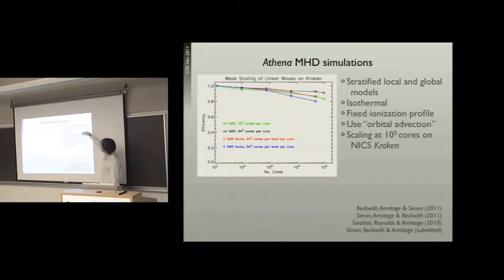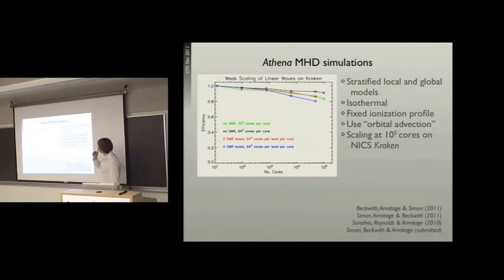What I'm showing today will be all isothermal calculations with a fixed ionization profile. So when we consider the non-ideal terms, we assume that the ionization profile is known and is set by the balance of non-thermal ionization sources against some assumed recombination. For example, just assuming gas phase recombination, which is much better known than the dust recombination rates.